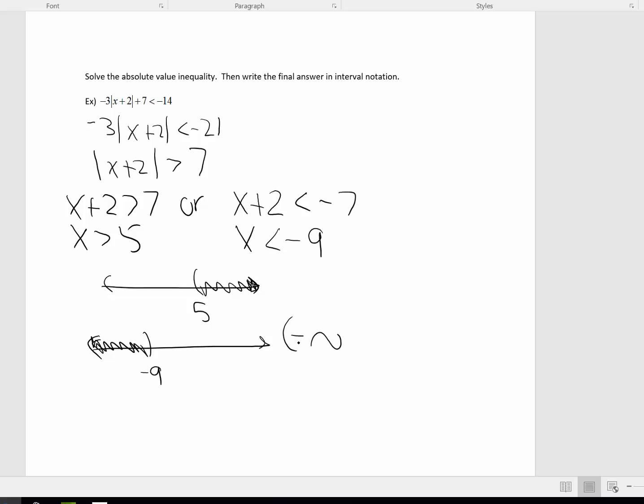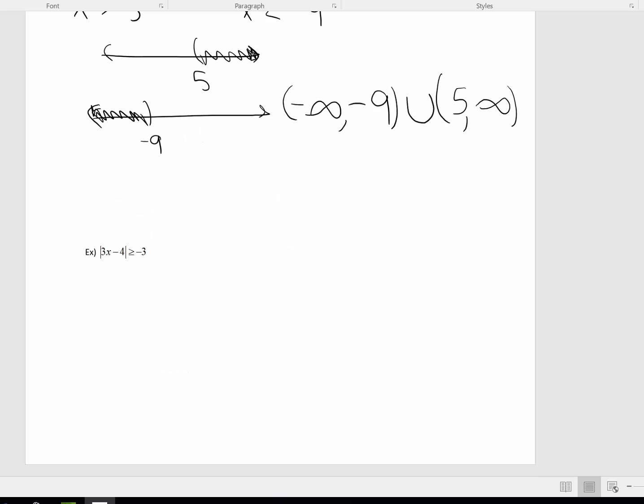Negative infinity to negative 9. Because negative 9 is not a solution here, it is not a solution to the union. Again, because they're disjointed and it's an or statement, I need to have the U there. 5 to infinity. And again, because the 5 is not included here, it's not included in my union either.